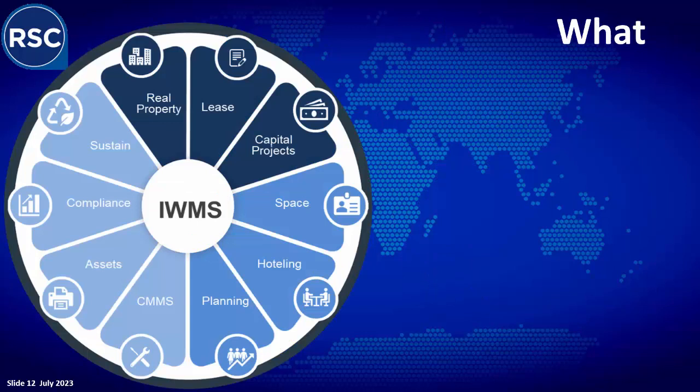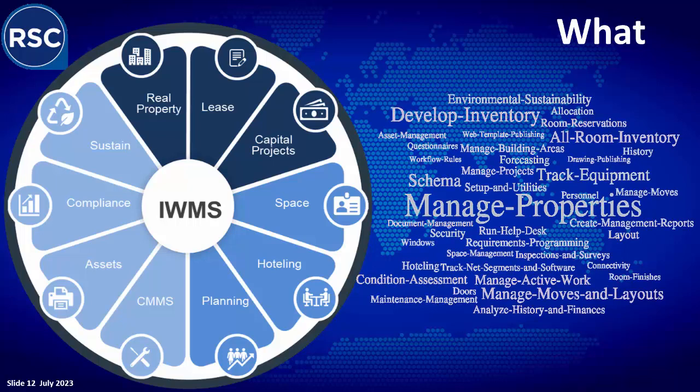All right, so let's go a little bit more into what an IWMS system is. Again, I went around the circle and showed you that the dark blue is around property management, capital improvements and project management. The medium blue is around space management, planning and hoteling. Again, the light blue is around sustainability, compliance, asset tracking, work order systems. On the right-hand side, I've got a little word map of all the activities that are included in an IWMS system. As you can see, there's about 100 of them.